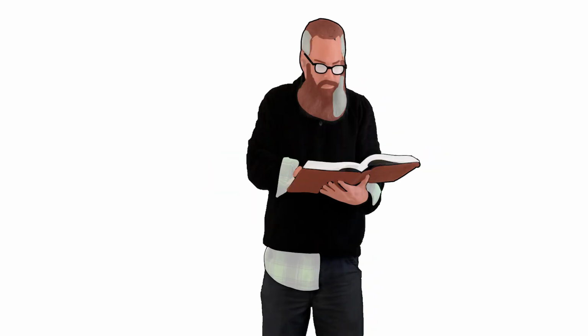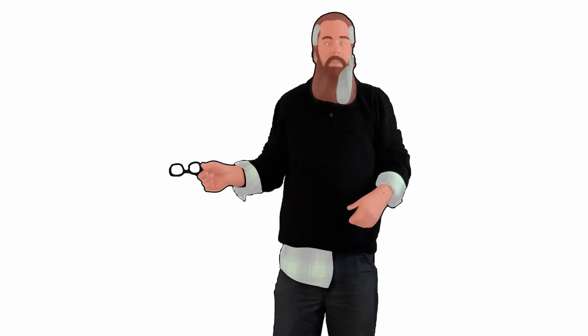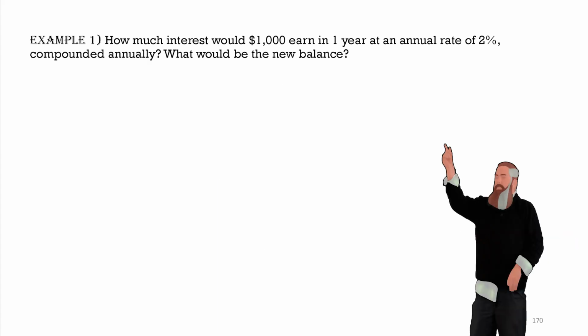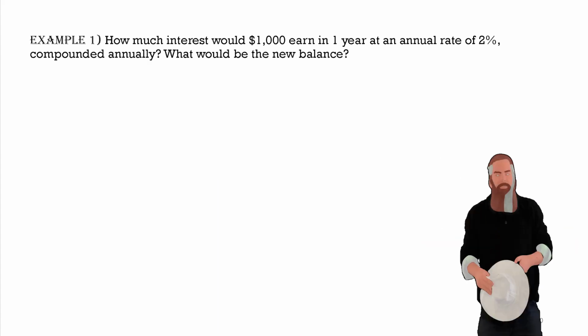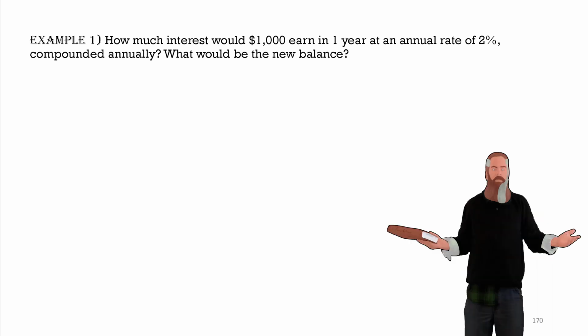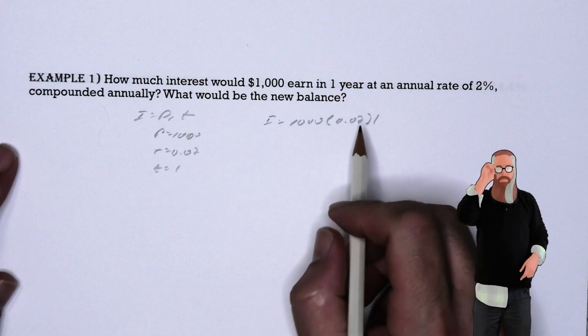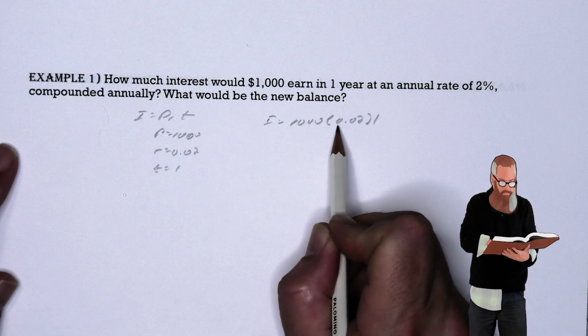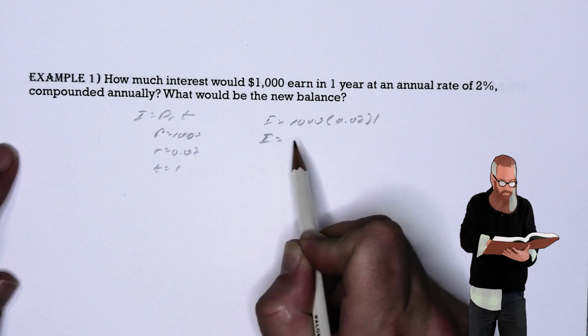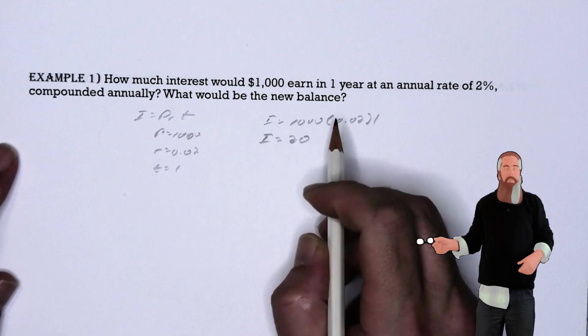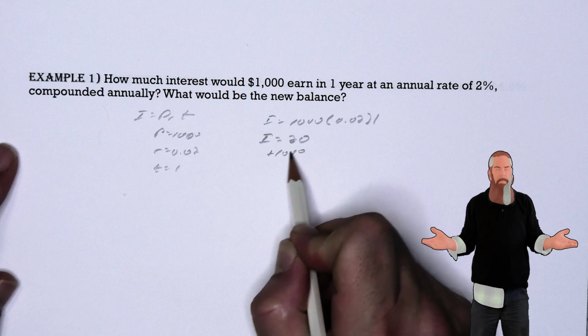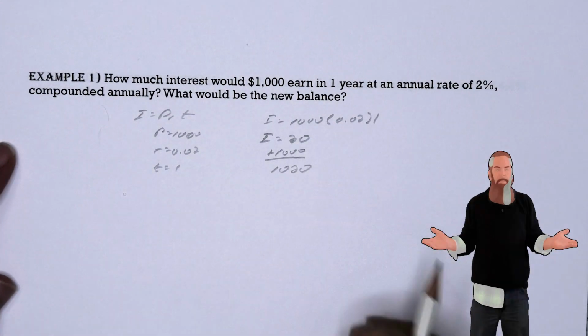Here we get to understand how compound interest works. This helps us to really see how interest accumulates. As we go through these examples, compare the results from each as it did the time before. So how much interest would $1,000 earn in 1 year at an annual rate of 2% compounded annually? And what is the new balance? Well, by substituting in all of the values into our simple interest formula, we get $20 as the interest. Add to that the original balance of $1,000 and we get $1,020.